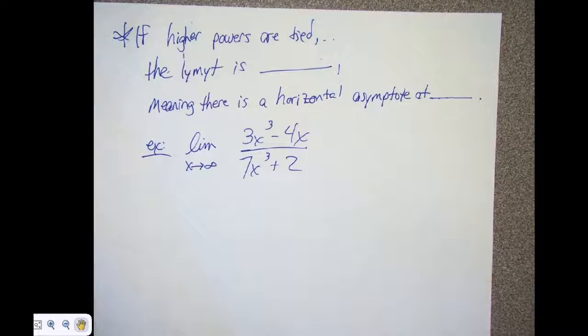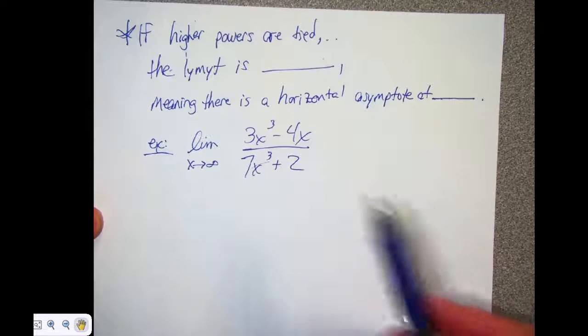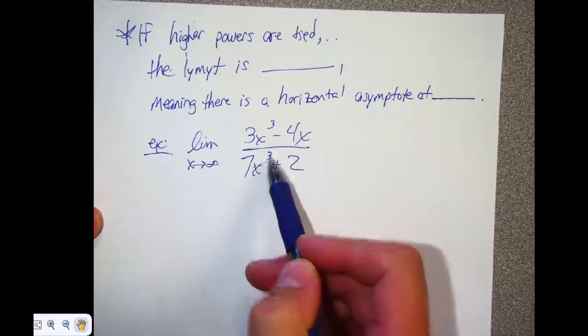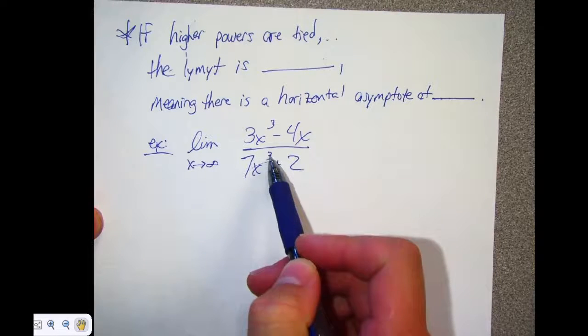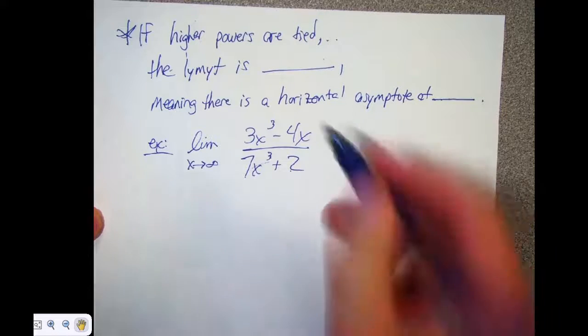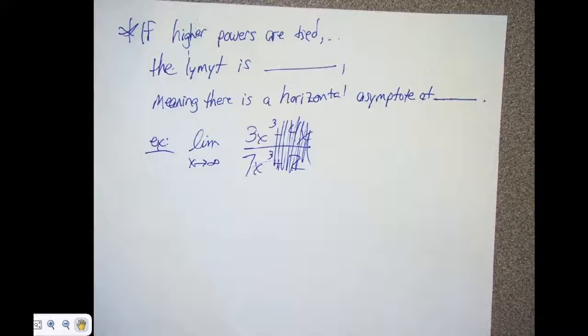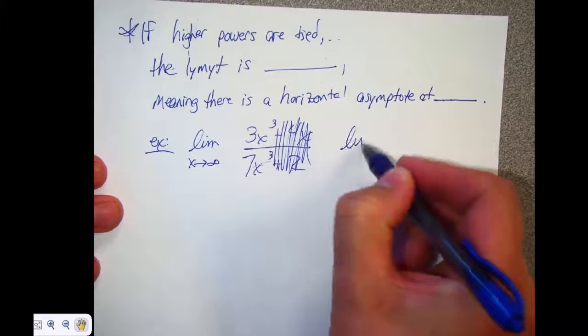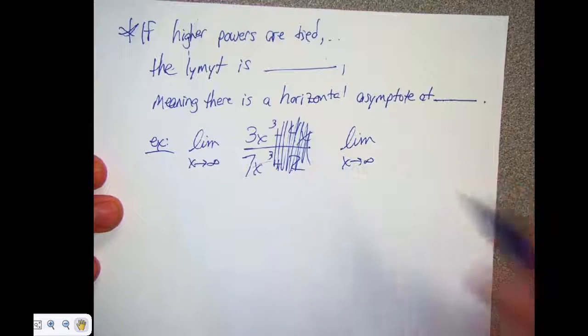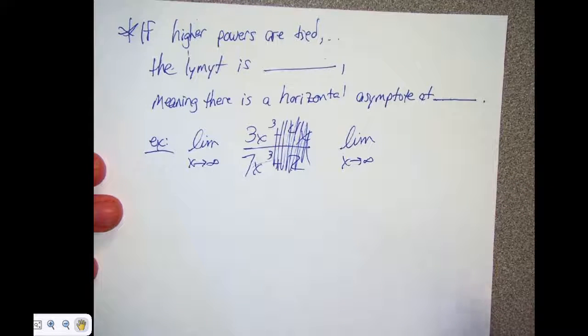So again, the only thing that matters in this is the highest power. If I plug in like 10 billion and cube it, the number is so big that adding 2 is just like, it's just stupid at that point. So you can ignore everything that's not the highest power. Well then if I simplified this, what would happen to the x cubes? They'd cancel. So when the highest powers are tied, they essentially cancel.